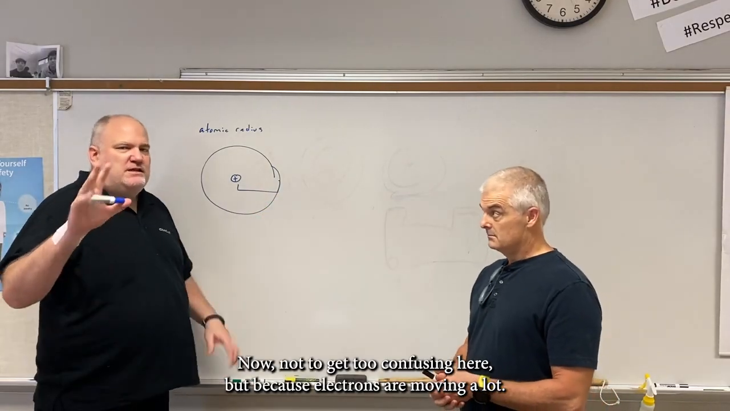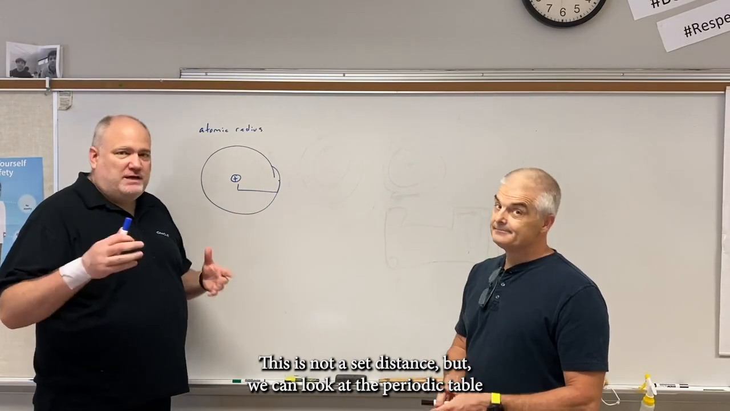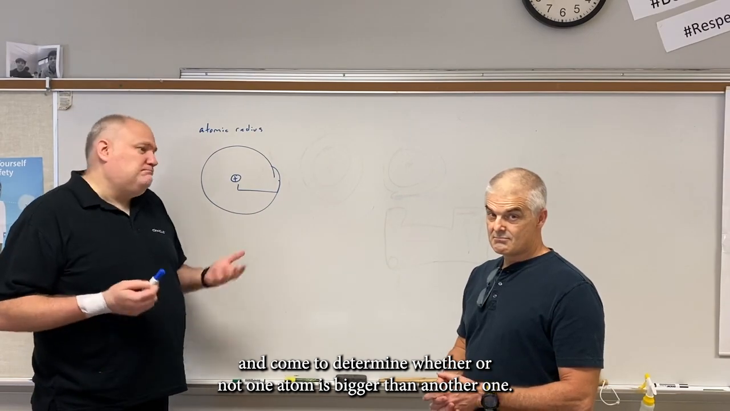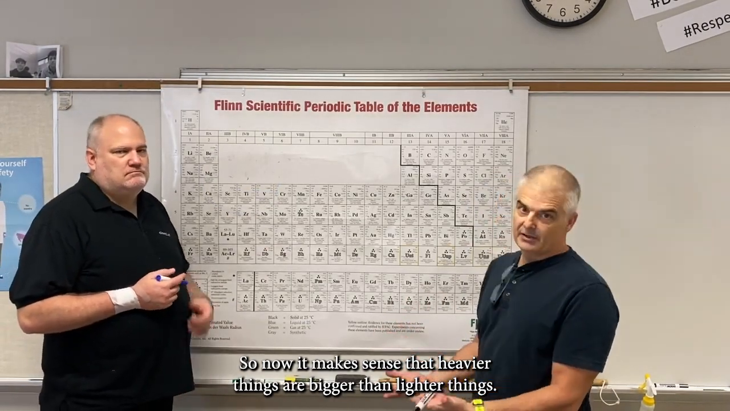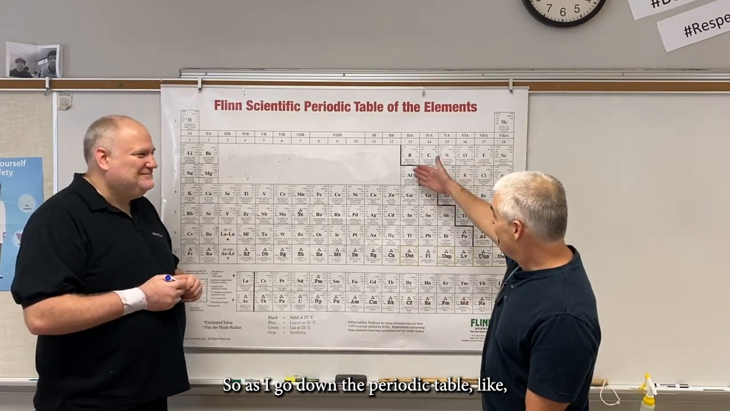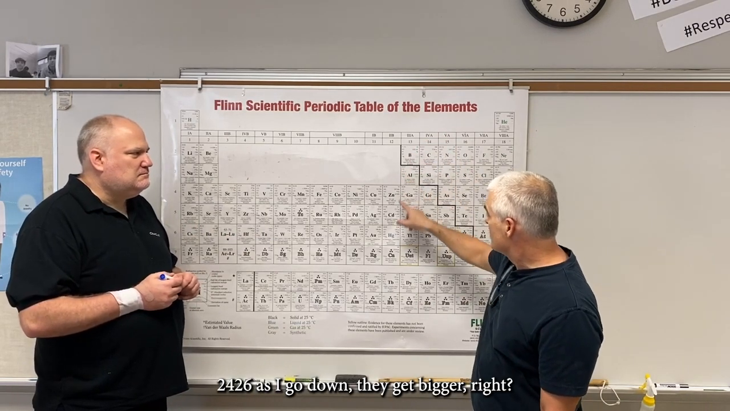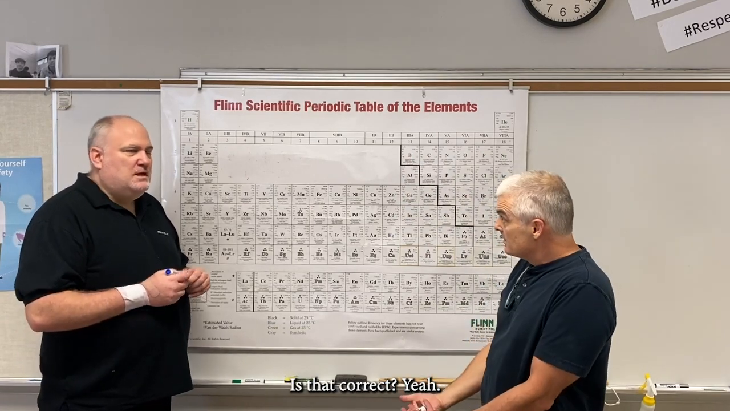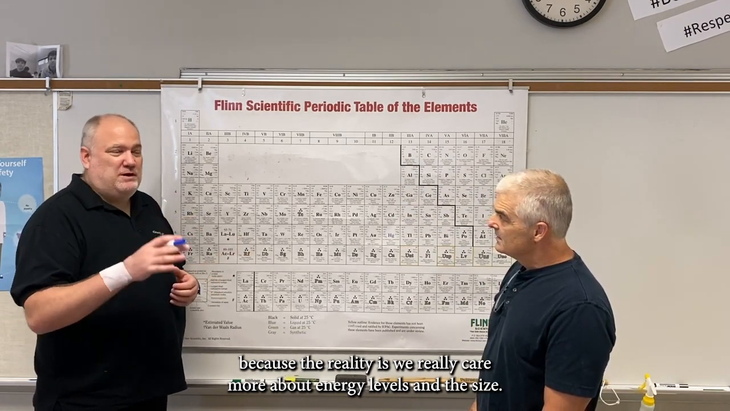Now, not to get too confusing here, but because electrons are moving a lot, this is not a set distance, but we can look at the periodic table and kind of determine whether or not one atom is bigger than another one. So now it makes sense that heavier things are bigger than lighter things. So as I go down the periodic table, like let's say in column 13, boron weighs 11, aluminum 24, 26. As I go down, they get bigger, right? Is that correct? Yeah, but we want to be really careful about using mass because the reality is we really care more about the size.